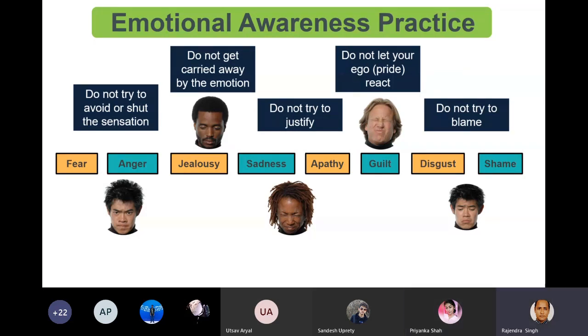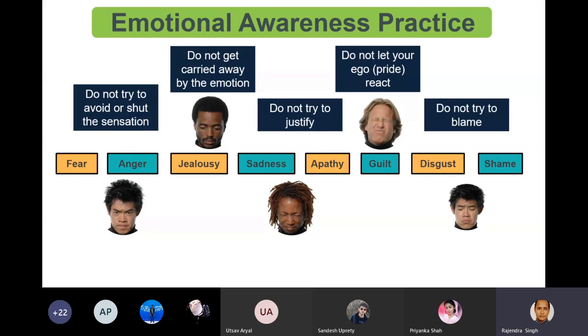The last thing is do not try to blame. Again, it goes along with do not try to justify. Blaming is very easy, because your ego or your pride doesn't like to take responsibility for something that is wrong or not good. But that is not something that you should be doing. Do not try to blame others.